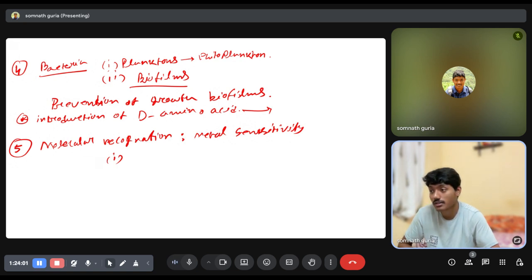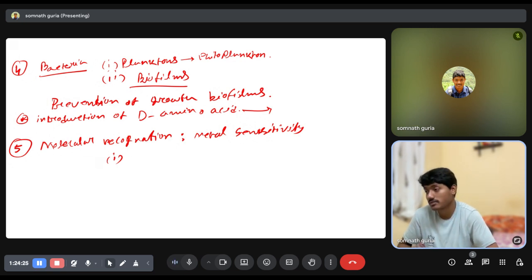If it stops the amino acid synthesis in their cell by providing some D amino acids, which can react with the machinery where the protein is being formed, then in that case we can stop the growth of the biofilms.